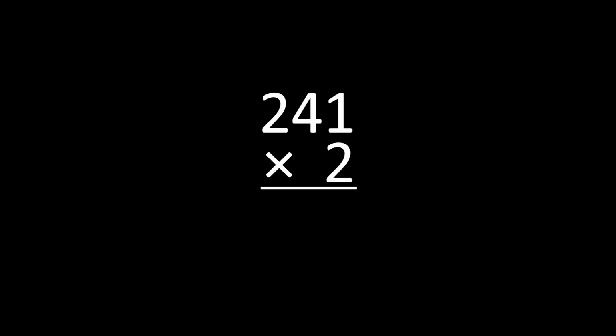In this example, we have 241 times 2, and when multiplying a 3-digit number by a 1-digit number, we always start in the ones place. So we're going to start with 2 times 1, and 2 times 1 is 2. Then we're going to multiply the 2 by the number in the tens place, the 4. 2 times 4 is 8.